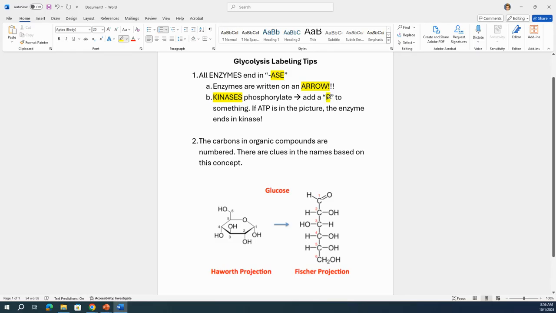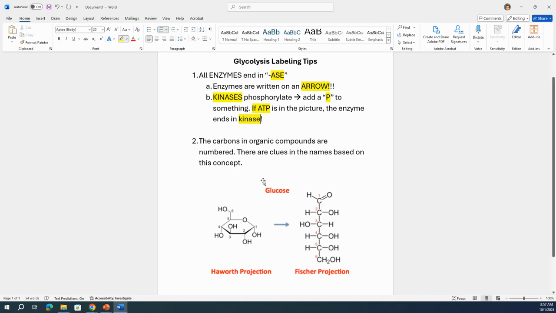And so in your pictures, you're going to see ATP like 4 different times, okay? So in your pictures, if you see ATP, the enzyme that catalyzes that particular reaction is going to end in kinase, okay? So that should be another helpful tip, and I'll point that out again as we go through.